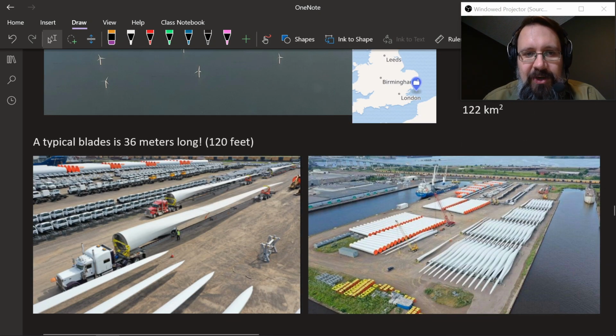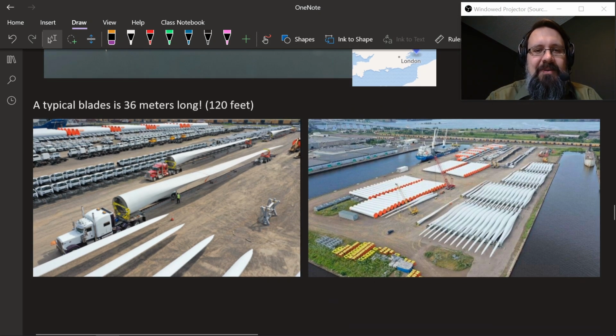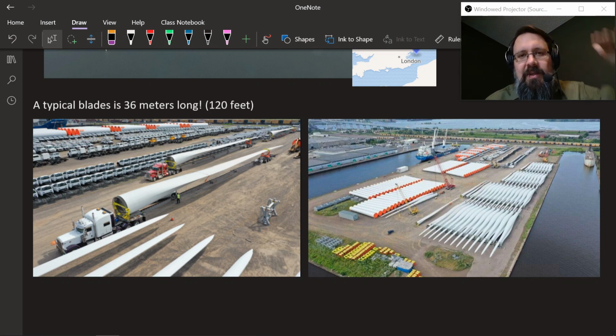The blades are 36 meters long. So that's like half a football field. These things are enormous, just massive. I just want to show you some pictures of trucks and stuff carrying these things around. Because when you see them mounted up 86 meters up in the sky, they don't look that big, but they're actually enormous. They're just massive, massive turbines.